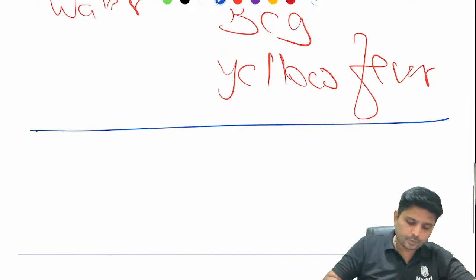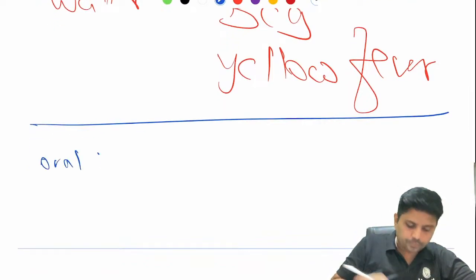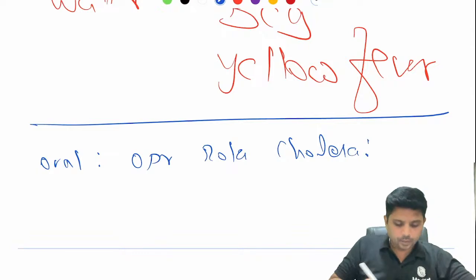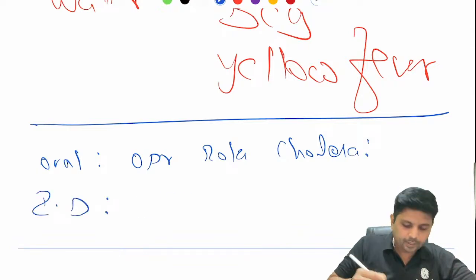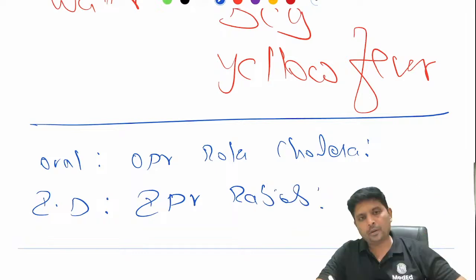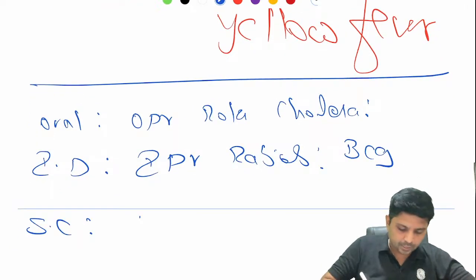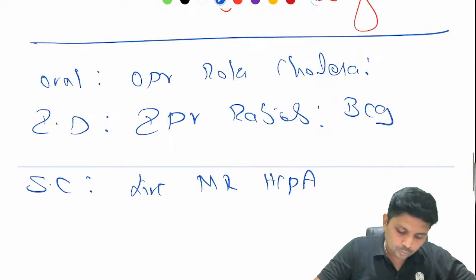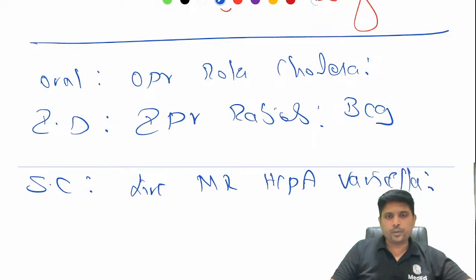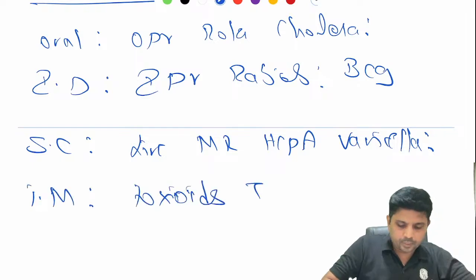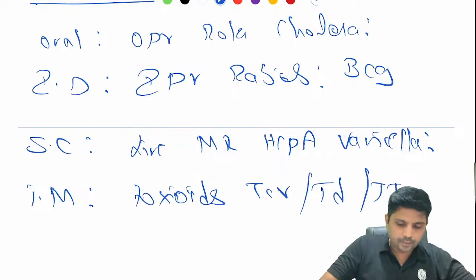Then comes, what are all the oral vaccines? Oral vaccines are OPV. What are intradermal vaccines? IPV, rabies, and then BCG. What are subcutaneous? Subcutaneous means live vaccines: measles, rubella, hepatitis A, varicella. Intramuscular: toxoids, PCV, DT, Td, DPT are given intramuscular.